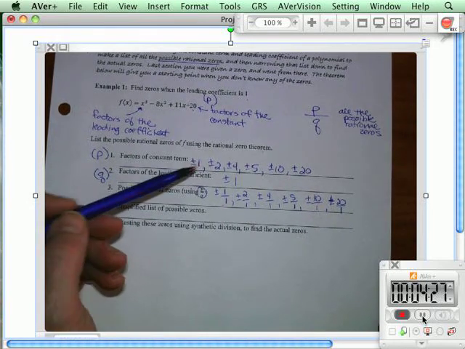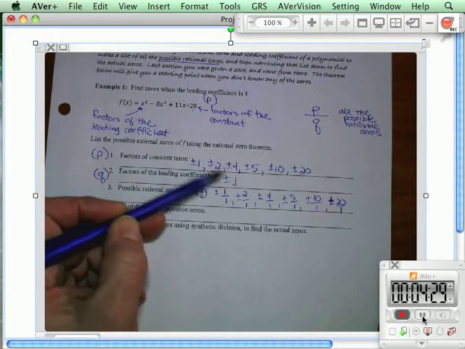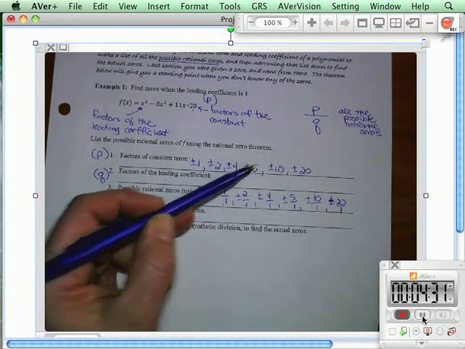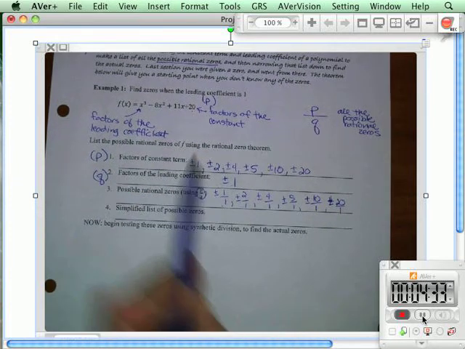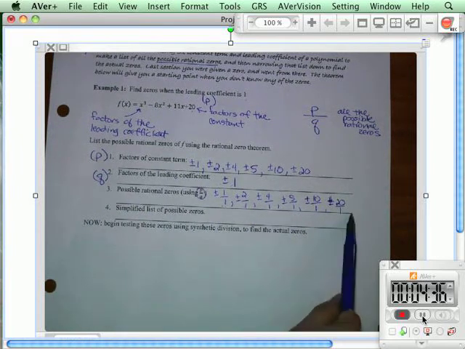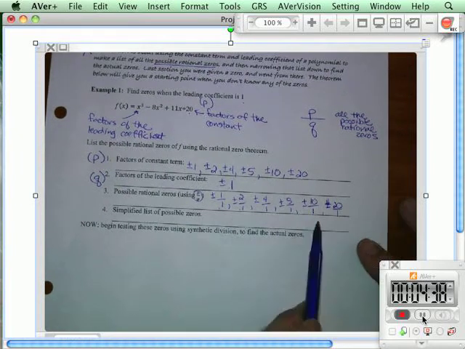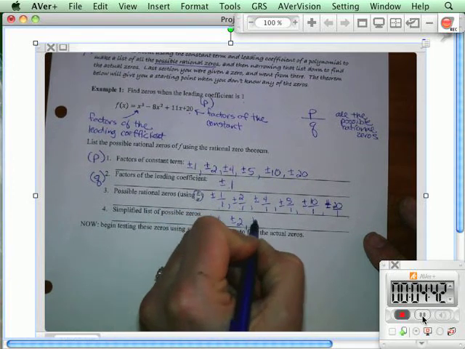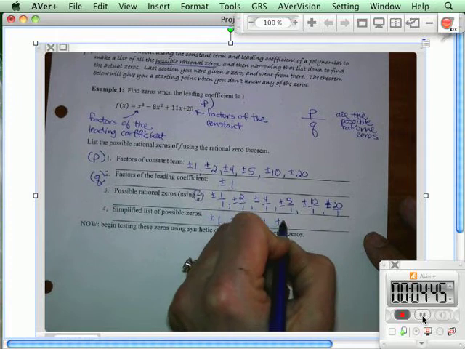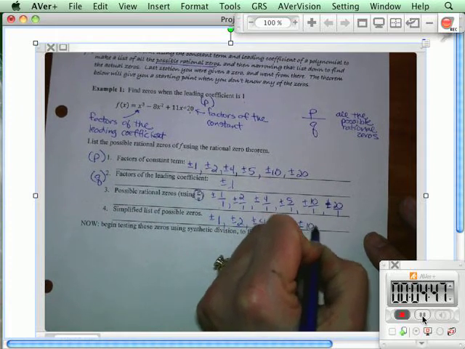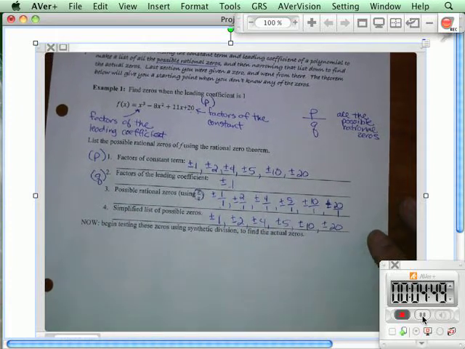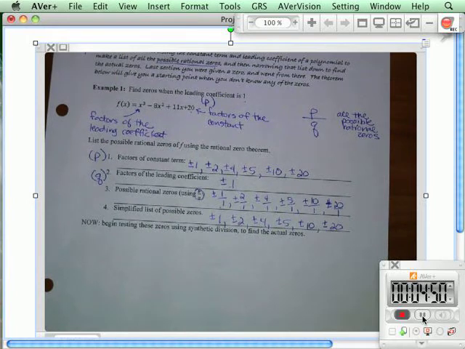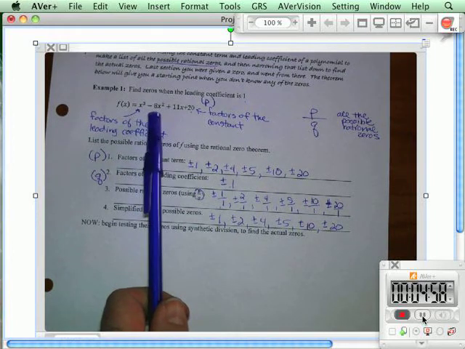So I did 1 over 1, 2 over 1, 4 over 1, 5 over 1, 10 over 1, and 20 over 1. And then I'm going to simplify this list. Since they're all divided by 1, I can just write them as plus or minus 1, plus or minus 2, plus or minus 4, plus or minus 5, plus or minus 10, and plus or minus 20. Now, these are all the possible rational zeros, all the possible places where this polynomial could hit the x-axis.